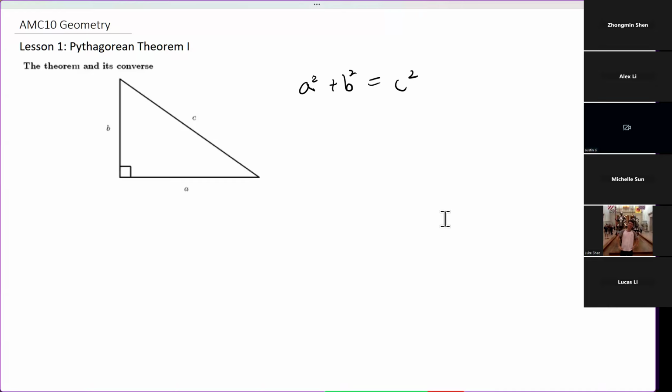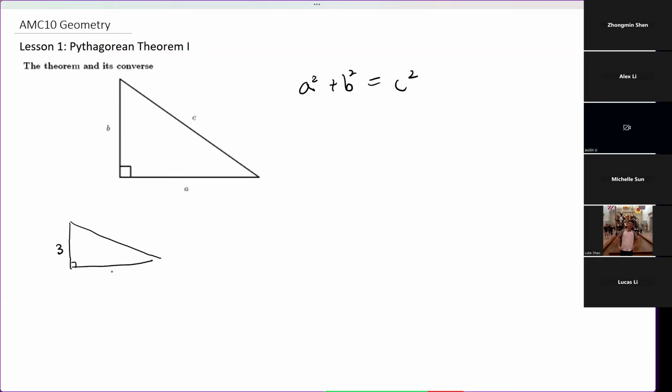The converse part says that if a squared plus b squared equals c squared, then it's a right triangle. So the complete statement is: it is a right triangle if and only if a squared plus b squared equals c squared. And I learned from history that actually the Chinese discovered this special right triangle.